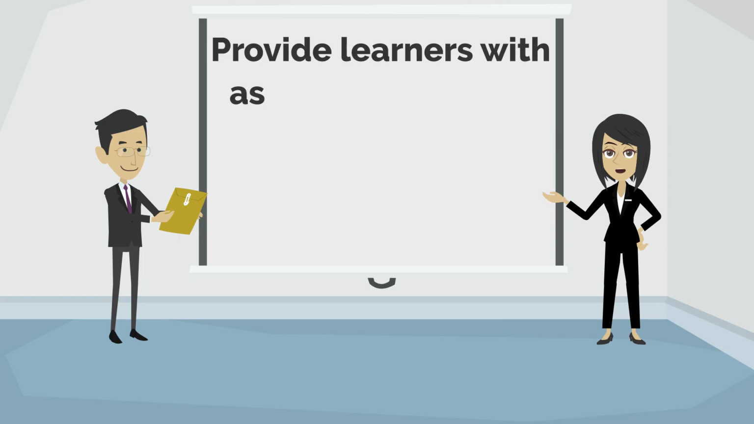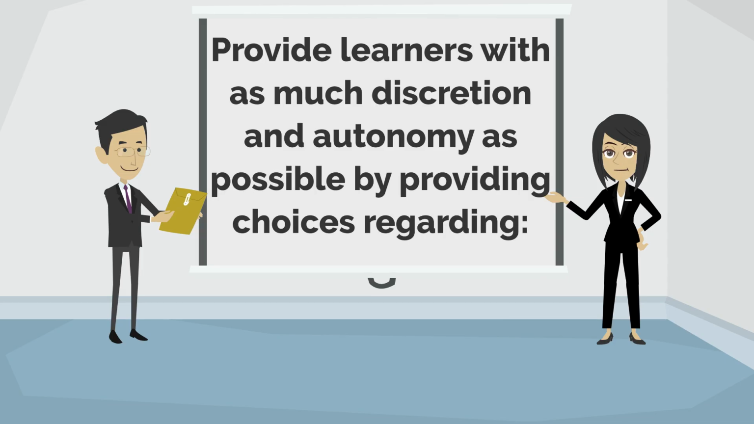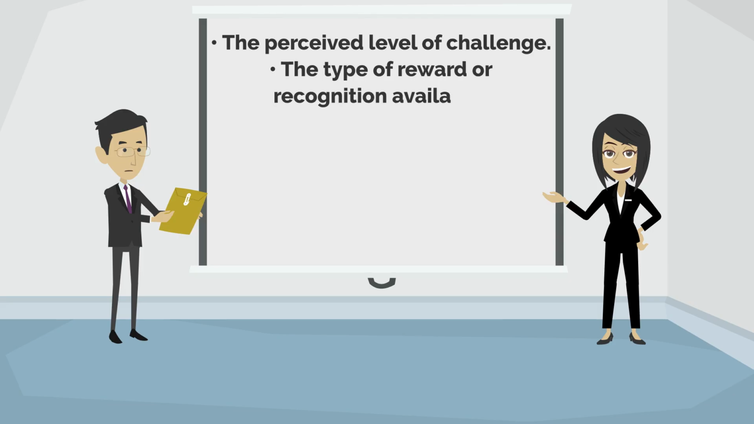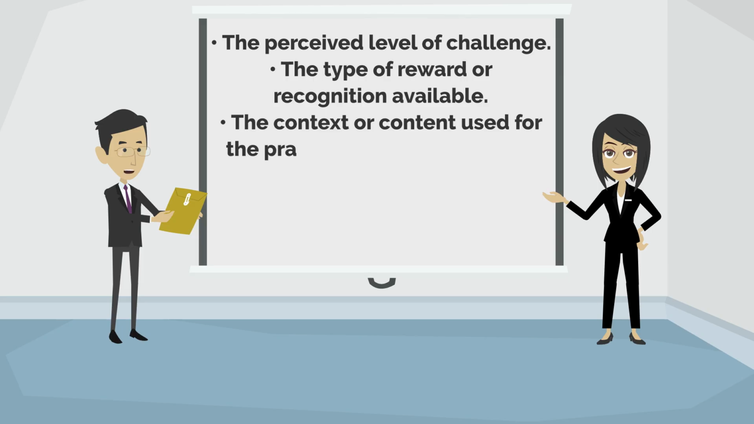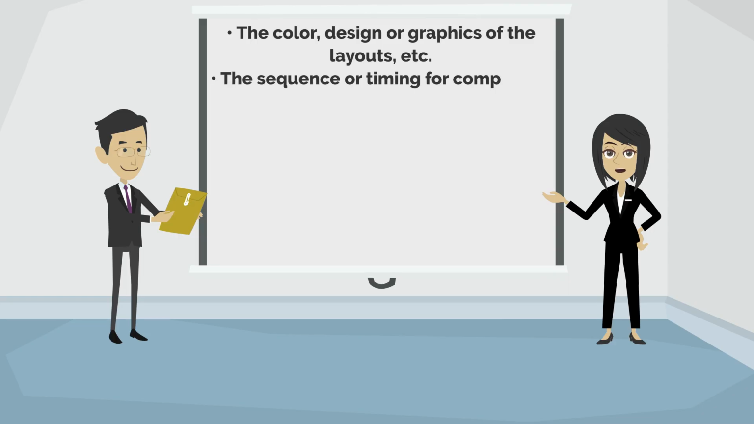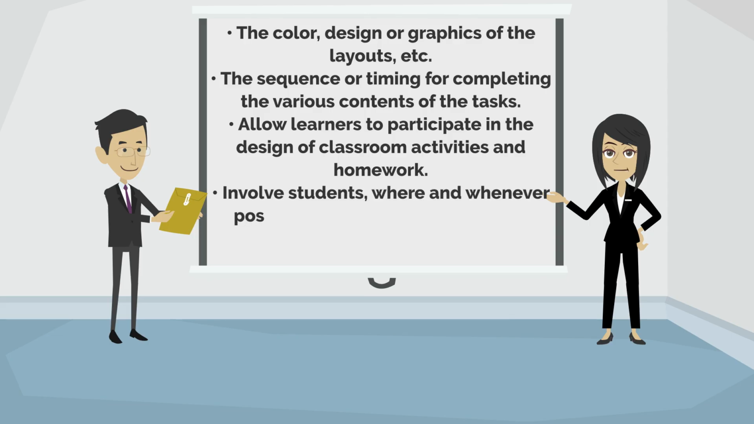Tips: provide learners with as much discretion and autonomy as possible by providing choices regarding the perceived level of challenge, the type of reward or recognition available, the context or content used for the practice and assessment of skills, the tools used to collect or produce information, the color, design or graphics of the layouts, etc., the sequence or timing for completing the various contents of the tasks. Allow learners to participate in the design of classroom activities and homework. Involve students, where and whenever possible, in defining their personal educational and behavioral goals.